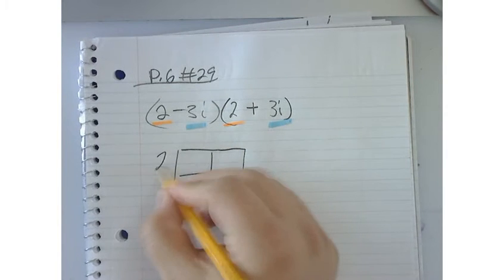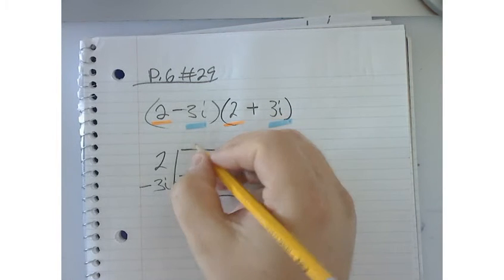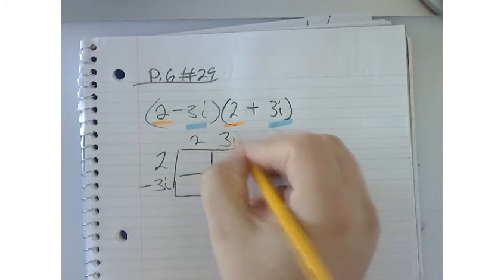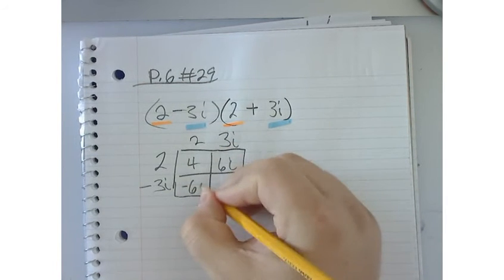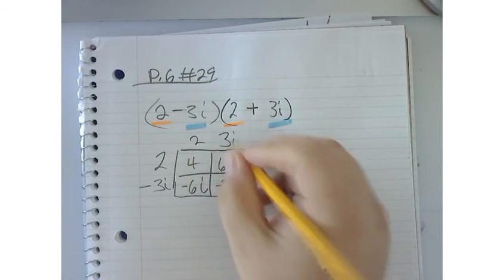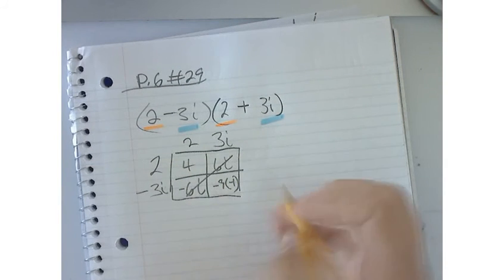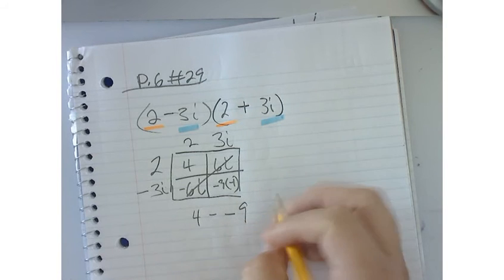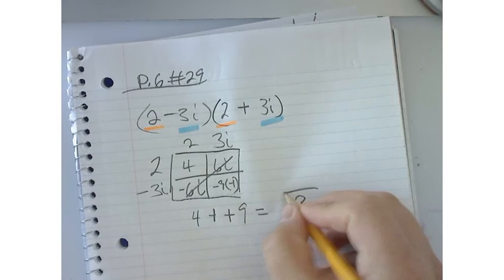So if I say 2 times the quantity 3 minus 3i times the quantity 2 plus 3i, you get 4 and 6i and then negative 6i, and then 3 times 3 is negative 9, and then i squared is negative 1. And so these will cancel, and I have 4 minus 9, which is a plus. So my final answer is 13.